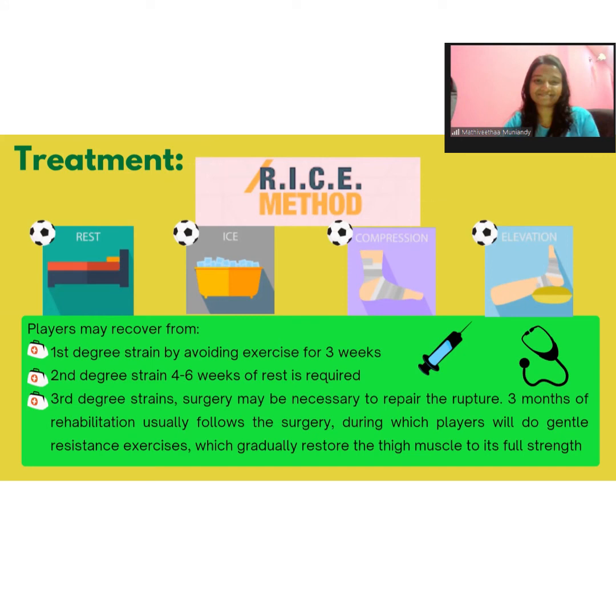Players may recover from first degree strain by avoiding exercise for 3 weeks, whereas for a second degree strain, 4 to 6 weeks of rest is required. For more serious third degree strains, surgery may be necessary to repair the rupture. 3 months of rehabilitation usually follows the surgery, during which players will do gentle resistance exercise, which gradually restores the thigh muscle to its full strength.